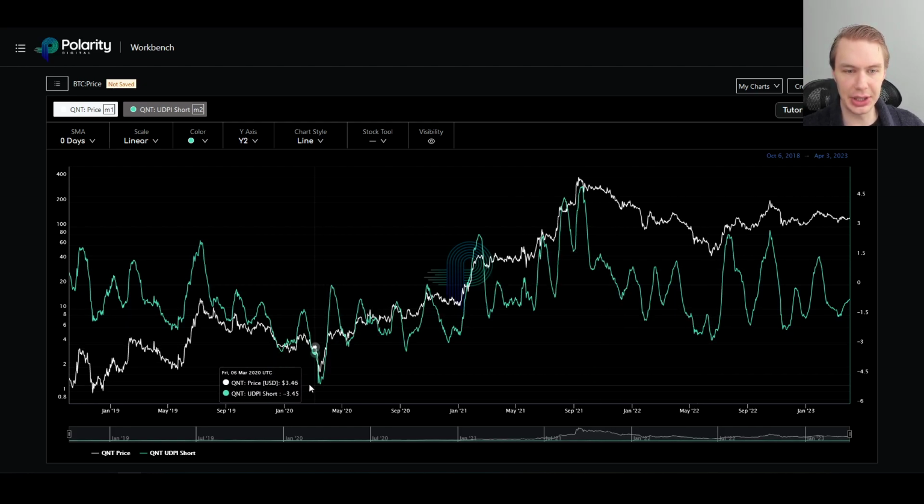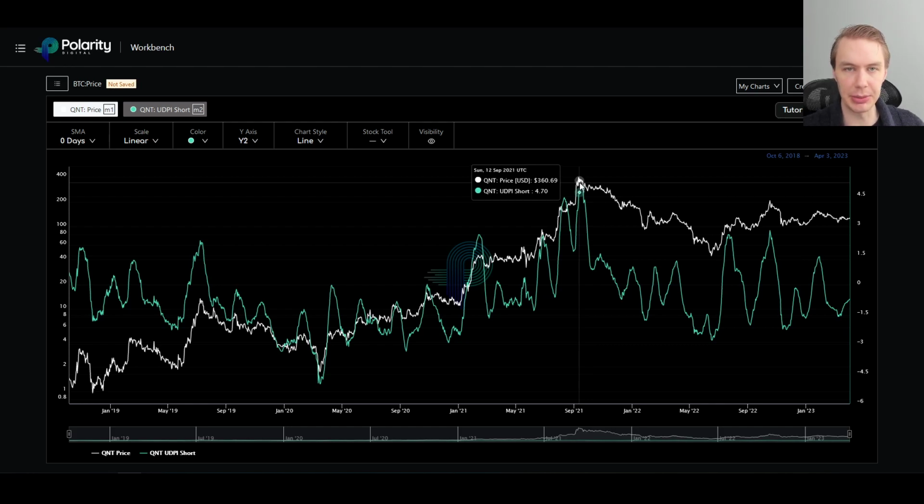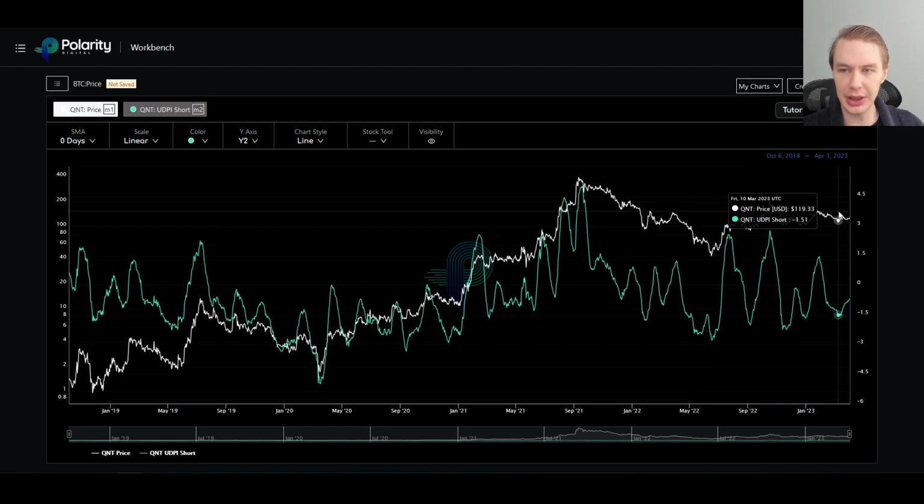And so, you can see the model did a great job identifying this low all the way back here, March 2020, and also then the market cycle top all the way up here in September of 2021. Now, Quant has been in a pretty nasty downtrend, or had been until June of 22, but then we really had this nice rebound.